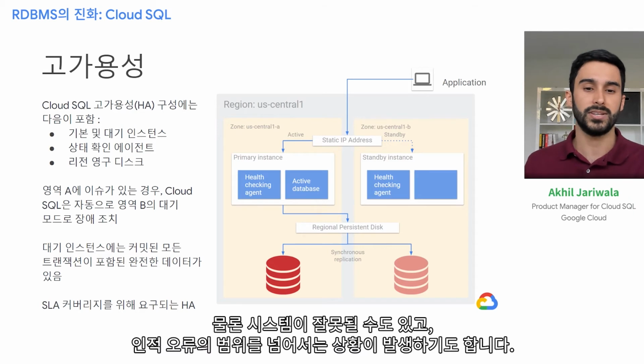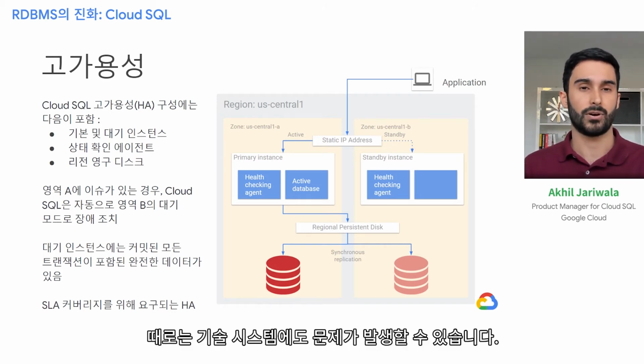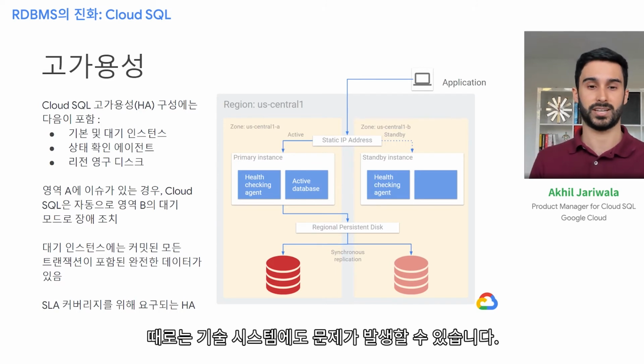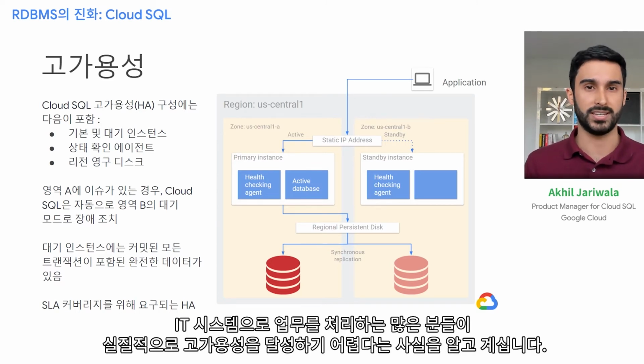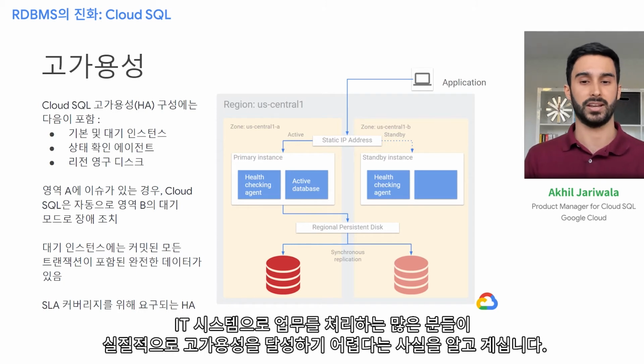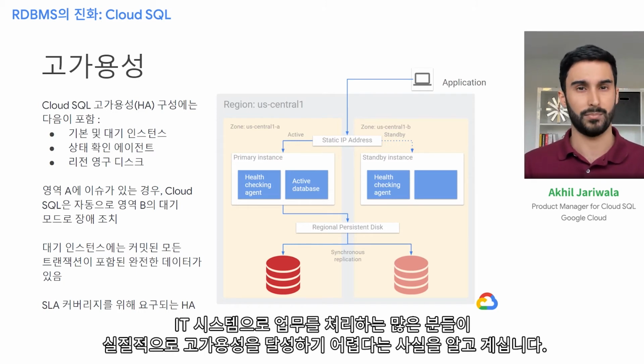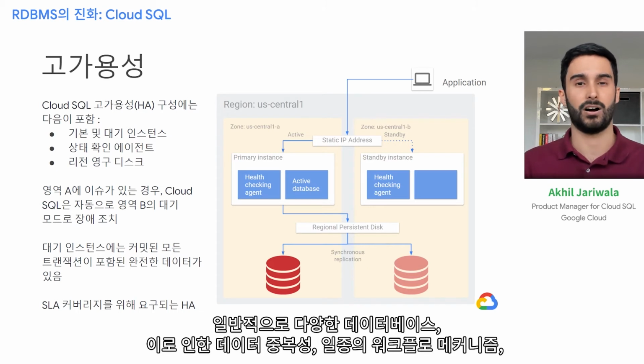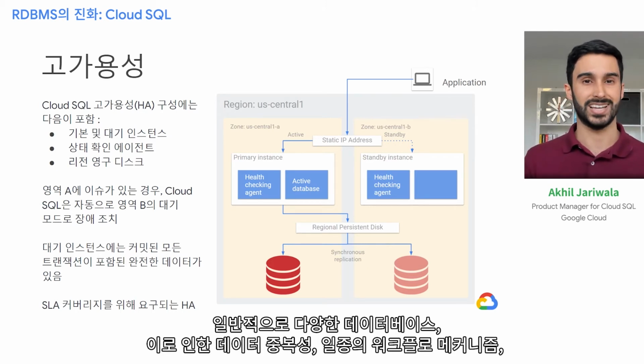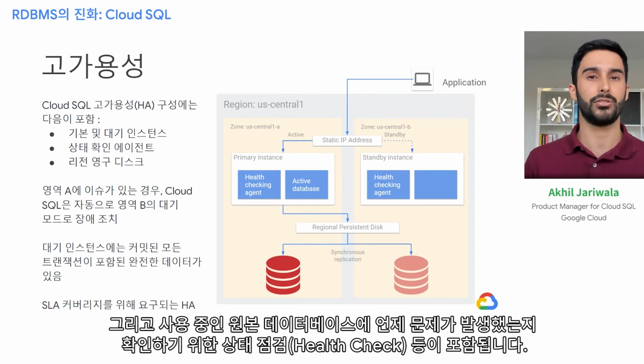Of course, sometimes things go wrong with the systems, and some situations extend beyond human error. Technology systems fail from time to time. Many of you who work with IT systems know that high availability can be difficult to achieve in practice. It typically involves having multiple databases, so redundancy of the data, some kind of workflow mechanism, and health checking to make sure you can determine when the original database you're using is starting to suffer from some issues.